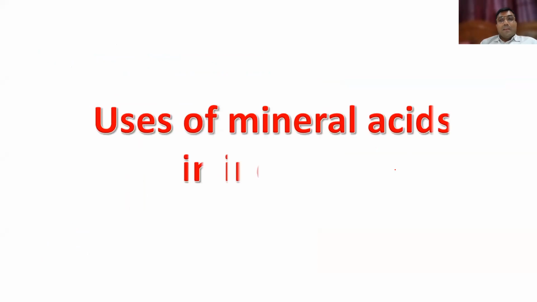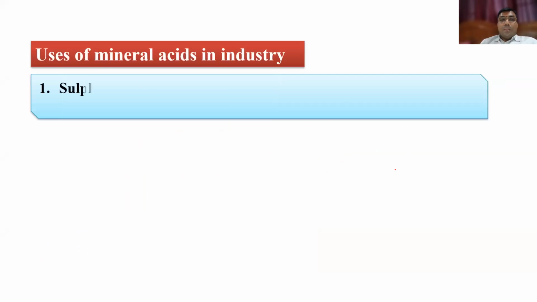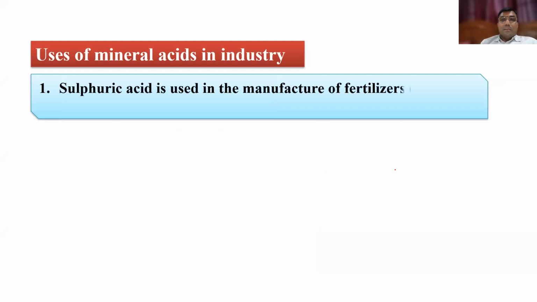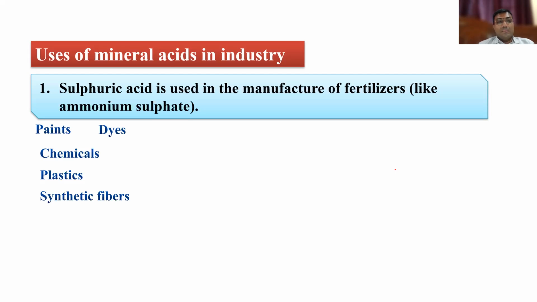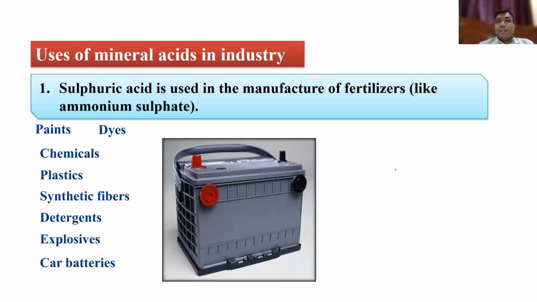Fine, good. So let us see the uses of mineral acids in the industry, right? Can you tell me some important applications? You know very well, sulfuric acid is used in fertilizers, ammonium sulfate, right? You can manufacture it. You can also use it in paints, dyes, other raw materials, plastic, manufacturing, fibers, detergents, explosives. H2SO4 is used in batteries, car batteries. In all car batteries, they use dilute H2SO4.